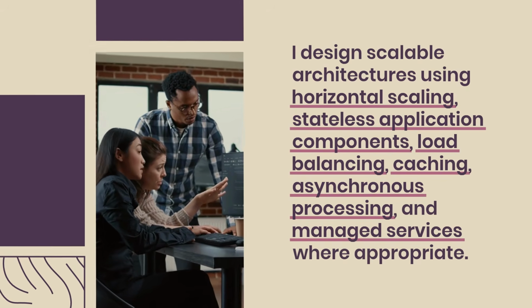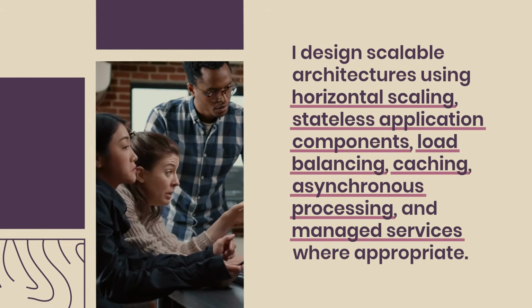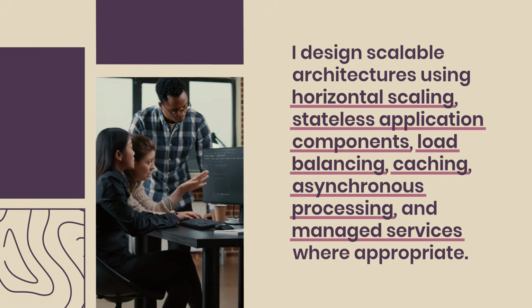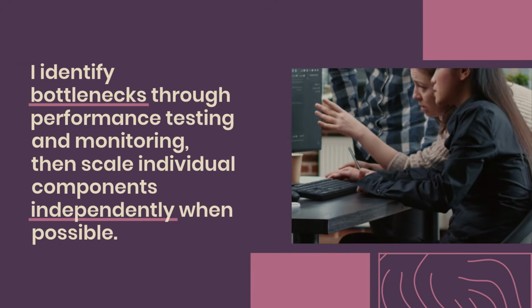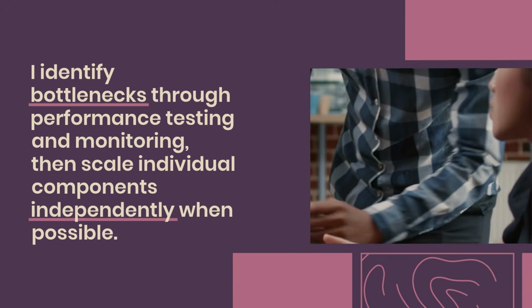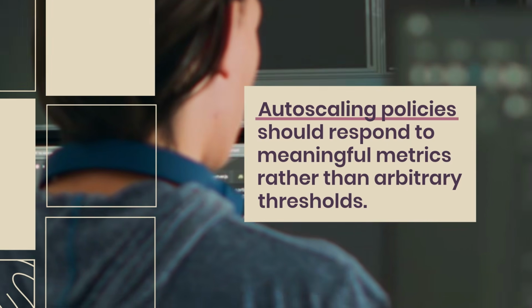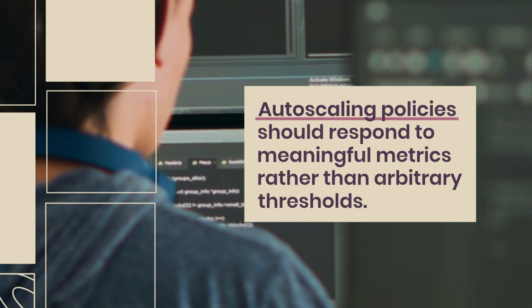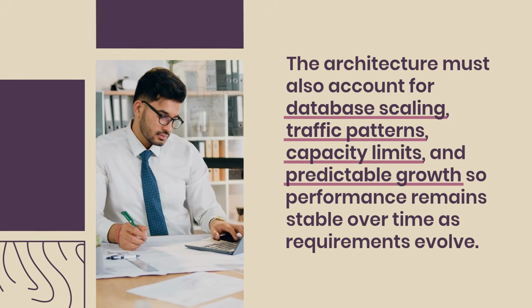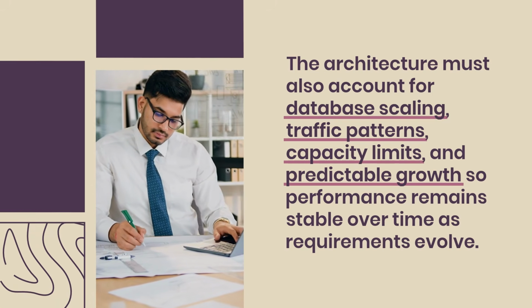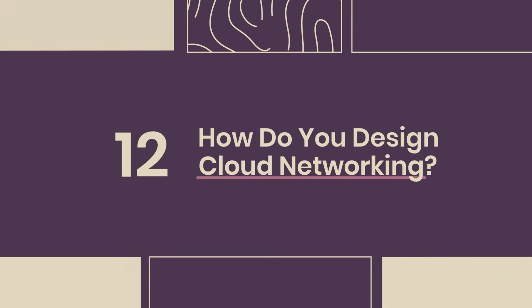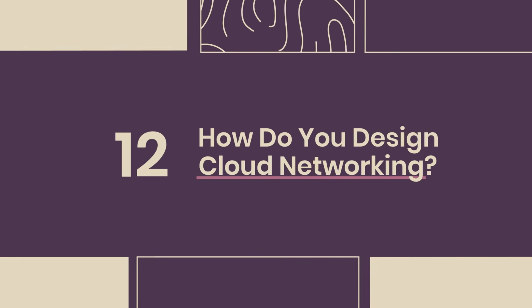I design scalable architectures using horizontal scaling, stateless application components, load balancing, caching, asynchronous processing, and managed services where appropriate. I identify bottlenecks through performance testing and monitoring, then scale individual components independently when possible. Auto-scaling policies should respond to meaningful metrics rather than arbitrary thresholds. The architecture must also account for database scaling, traffic patterns, capacity limits, and predictable growth so performance remains stable over time as requirements evolve. How do you design cloud networking?